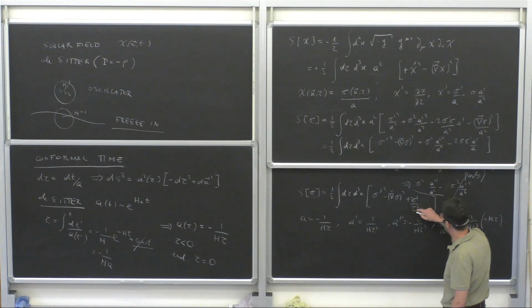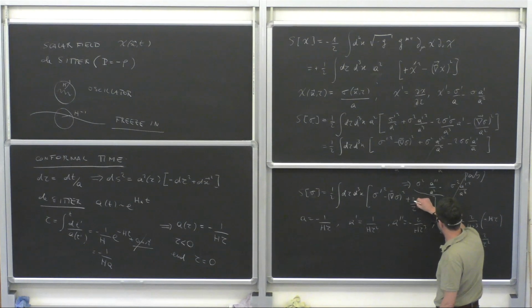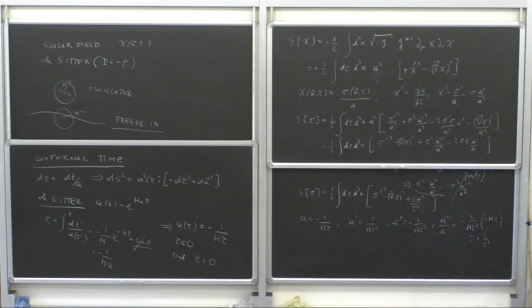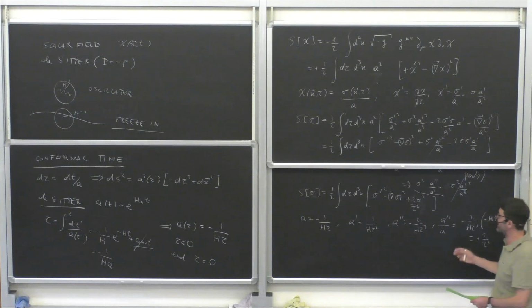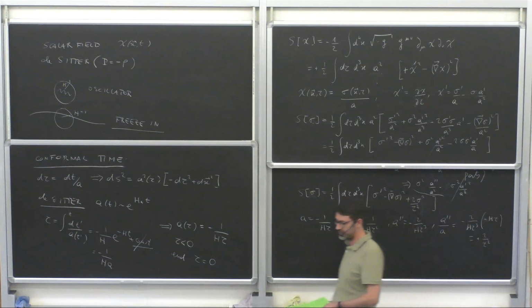And you see now the mass is really depending upon time, the mass square, the frequency, if you like, of this oscillator, which is the reason why perturbations will be generated. Okay, so now, since we have the action, what we can do is write down the equation of motion.